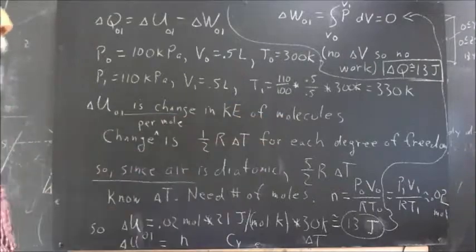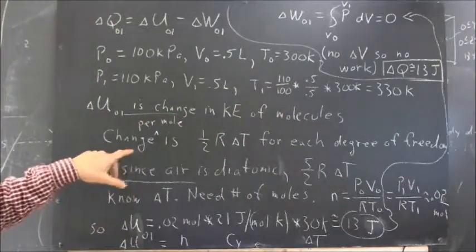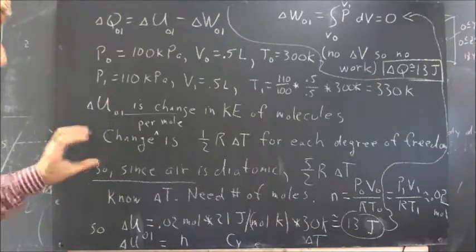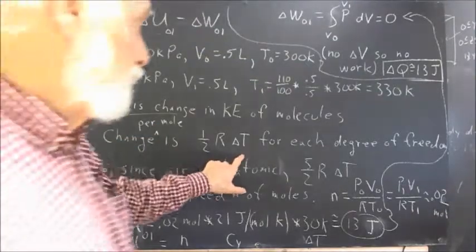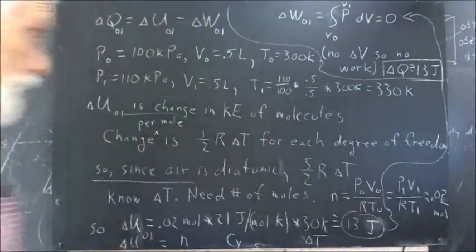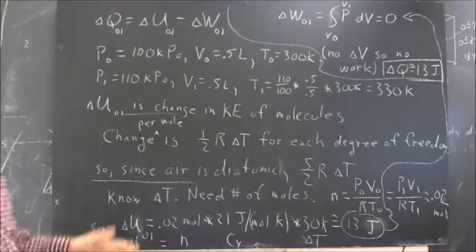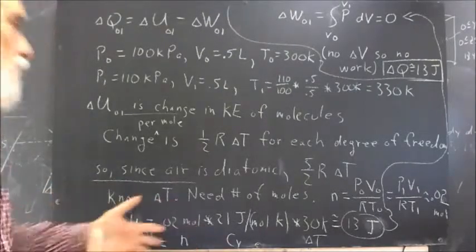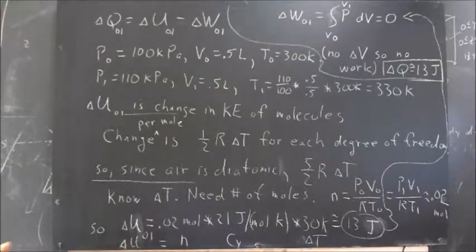So what do we know about the change in the kinetic energy of molecules? Well, we know that the total kinetic energy of the molecules in the gas per mole is 1/2 R delta T for each degree of freedom. Now, I'm not going to go back over an explanation of that. We covered that pretty extensively. We should understand how that relates to the kinetic theory, to the development, to the impulse momentum of a molecule bouncing off of a wall, etc.